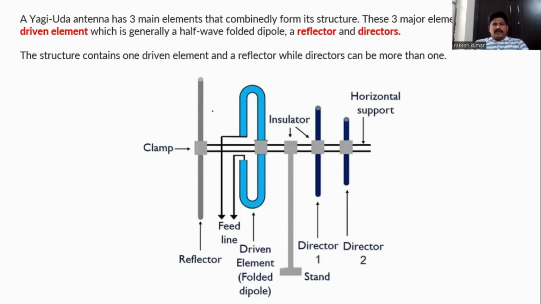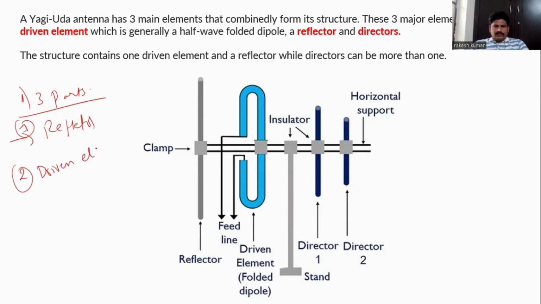Very important, this is the structure of the antenna. The Yagi Uda antenna mainly consists of three parts. The first part is a reflector. The second part is the driven element. And the third part is directors. In any Yagi Uda antenna, we have only one reflector, only one driven element, but we have one or more directors.